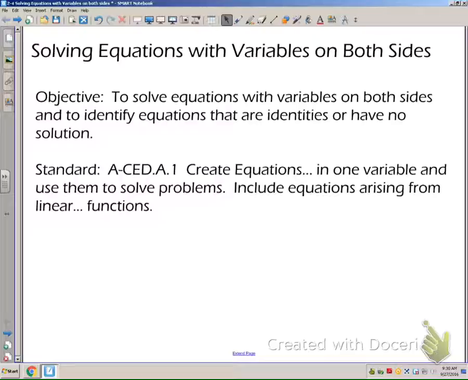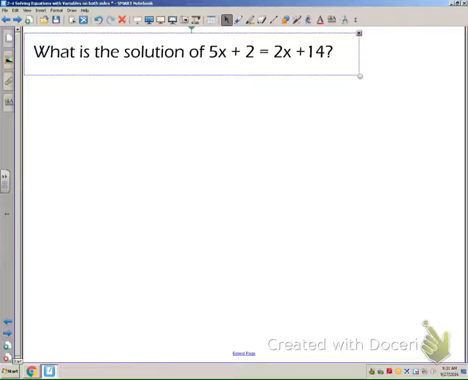So we're going to spend a little bit more time on this, and the objective is to solve equations that have variables on both sides of the equal sign. And we want to be able to identify equations that are identities or have no solution. So we're still in that same standard where we're creating equations in one variable. Okay, so it says, what is the solution of 5x plus 2 equals 2x plus 14?